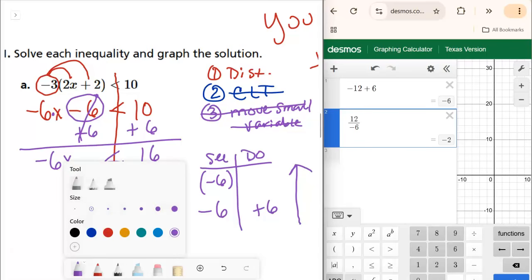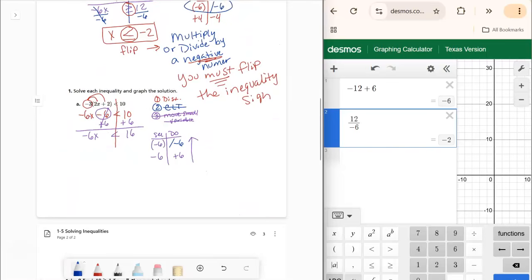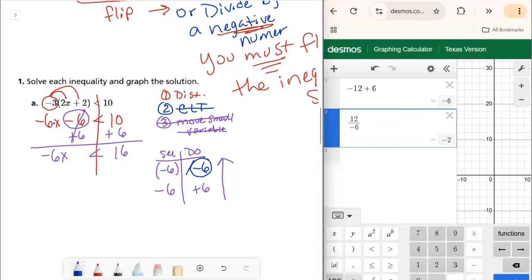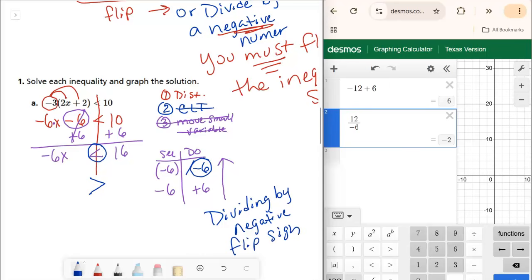The next step is to divide by a negative 6. So what did we say earlier? If you are multiplying or dividing by a negative number, which we are, we're dividing by a negative, we need to flip the inequality symbol. Flip it. Flip the sign. Okay? Because I'm dividing by a negative 6.